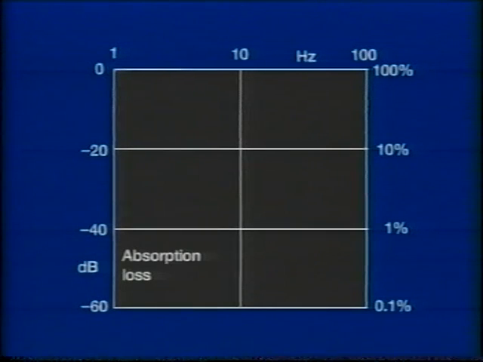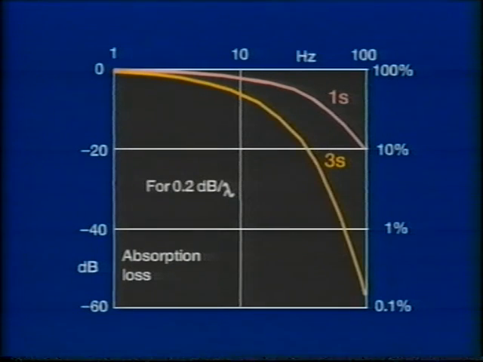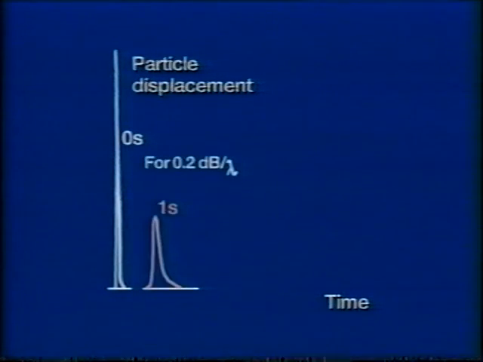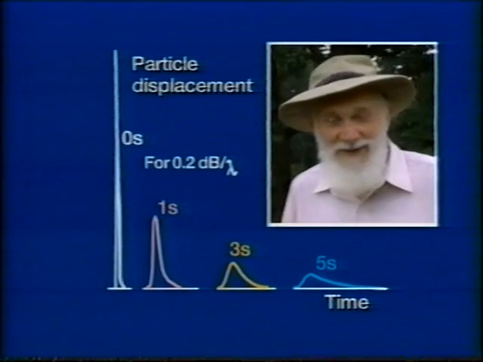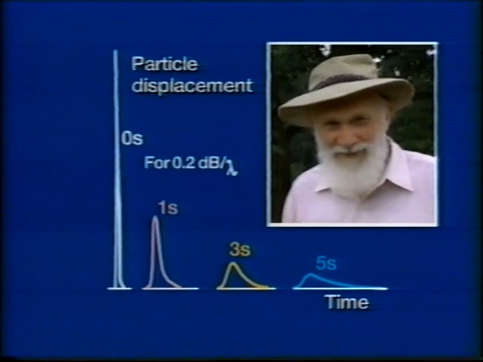So if we plot the absorption loss as a function of frequency for a given path length, we obtain a clear high-cut filter, slight for a path length of 1 second, significant for 3 seconds, serious for 5 seconds, which is, of course, what we see on real seismic records. Or the same thing in the time domain. For a spike of displacement at 0 time, we would get a slight loss and slight broadening at 1 second, significant at 3 seconds, serious at 5. Think of thunder. A sharp crack if it's up close, a dull rumble if it's far away.